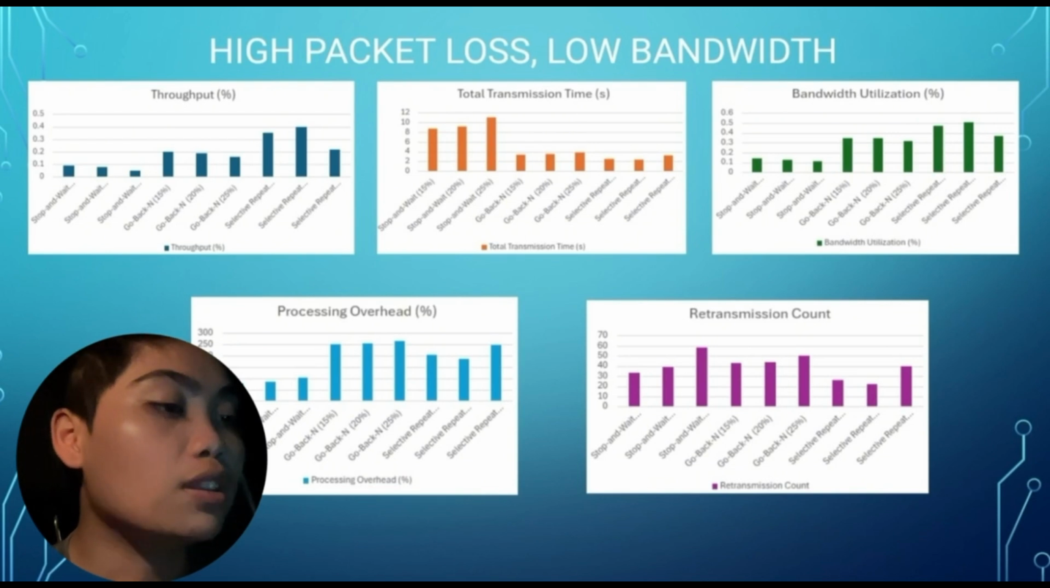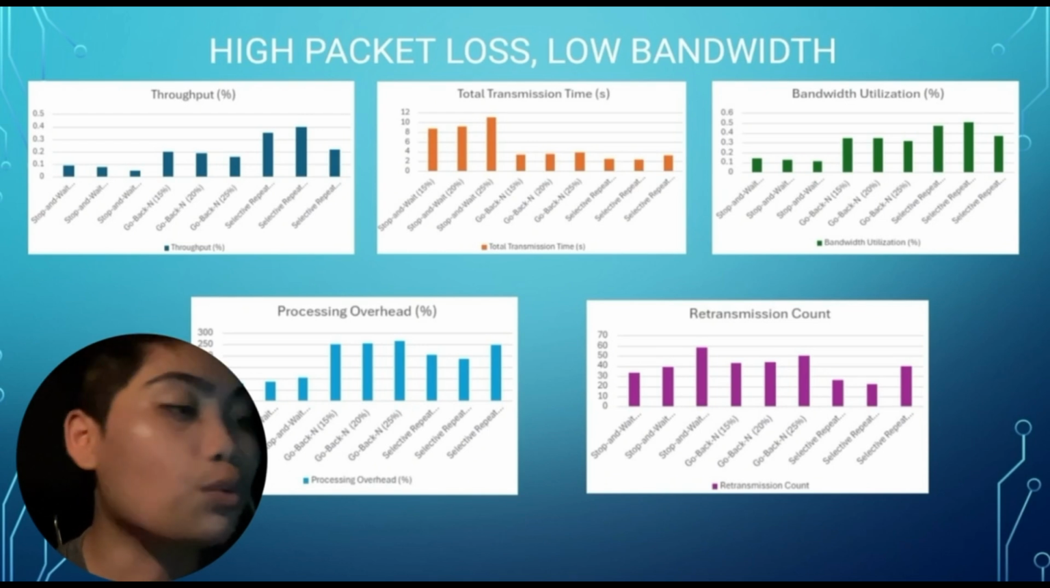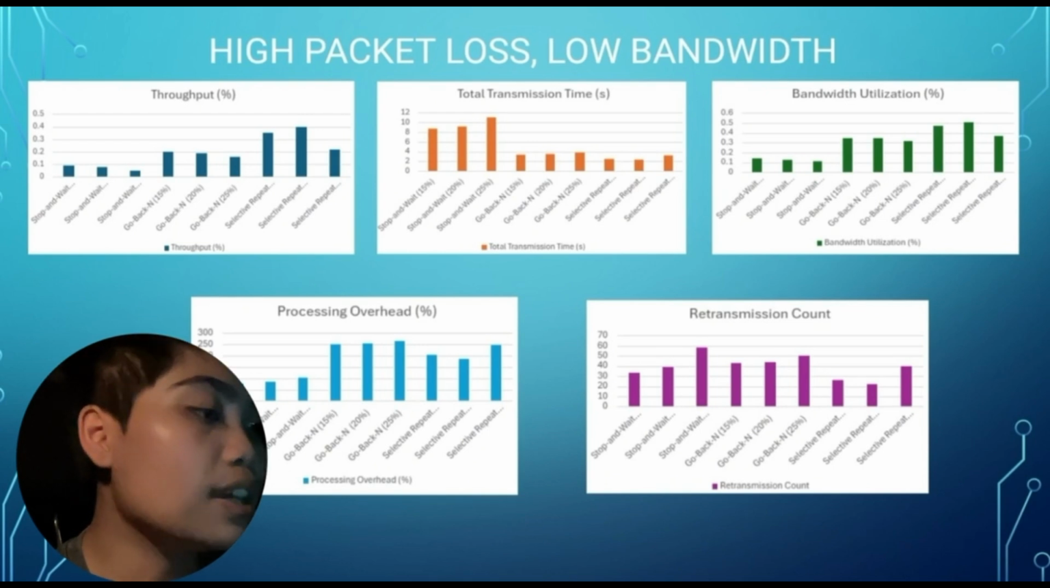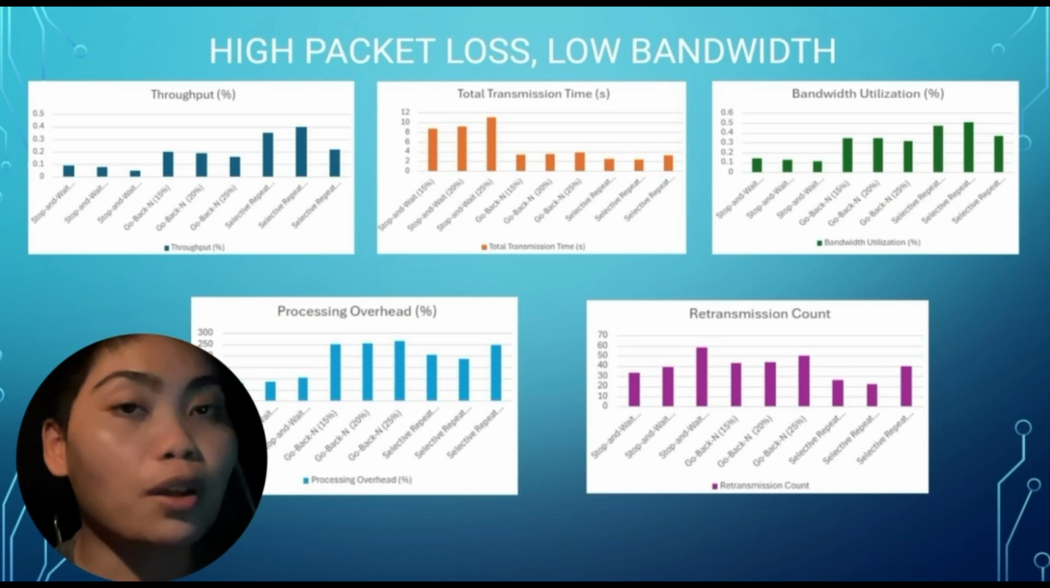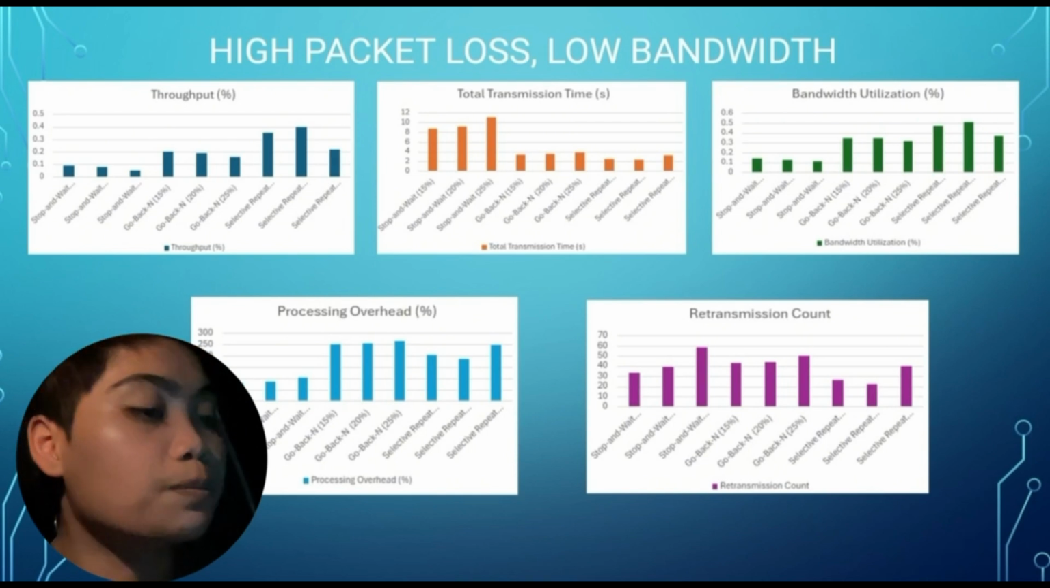Moving on to bandwidth utilization, we see a similar pattern. Stop and wait performs poorly. It spends a lot of time waiting. Go back N uses the bandwidth better, but selective repeat really makes the most out of what little bandwidth is available, which is crucial in this kind of scenario.